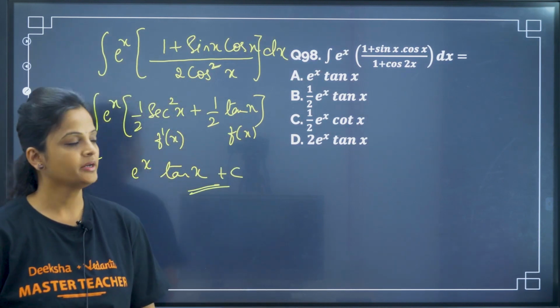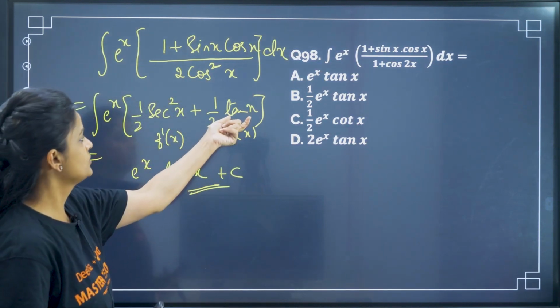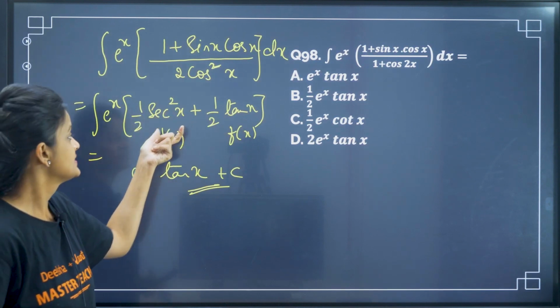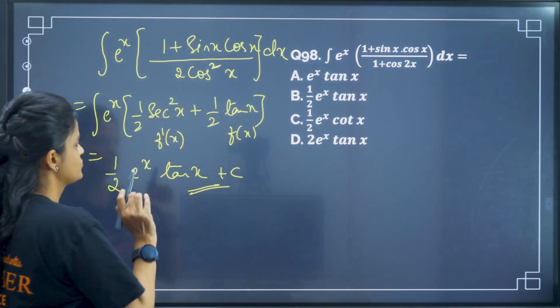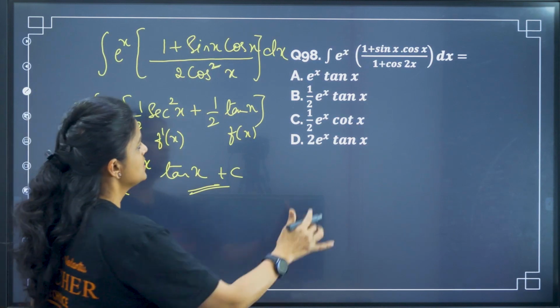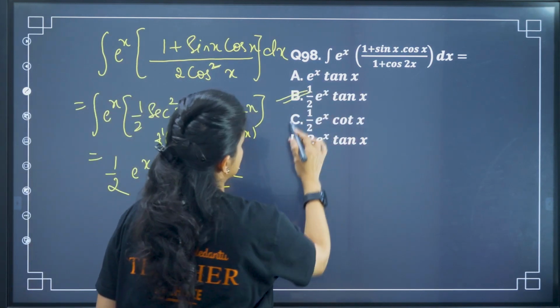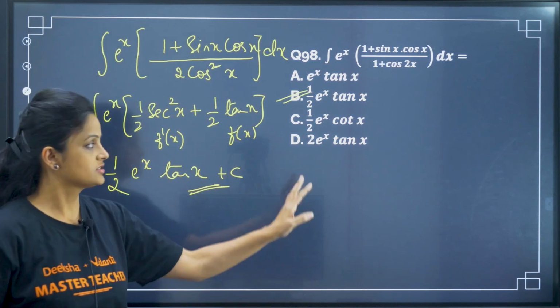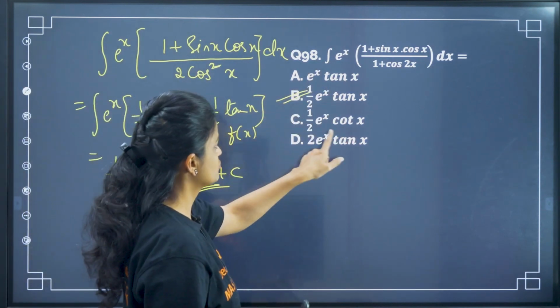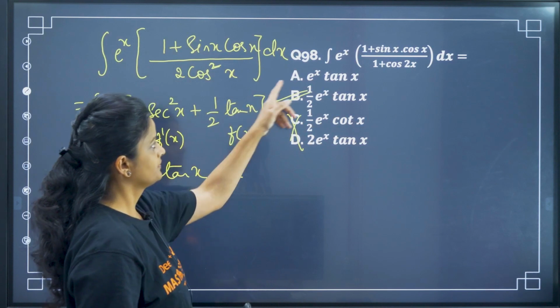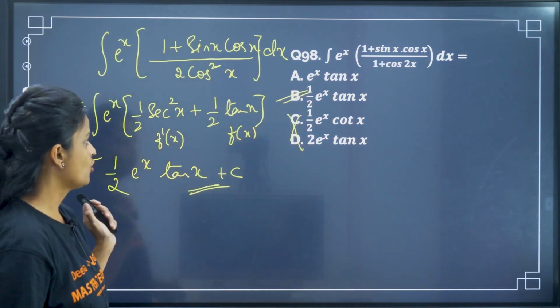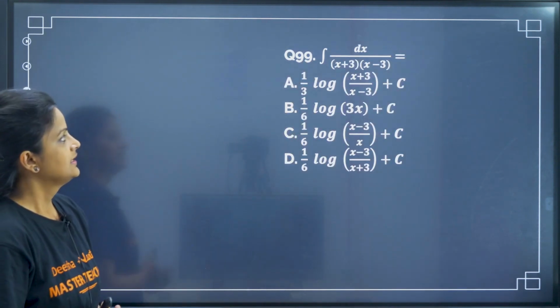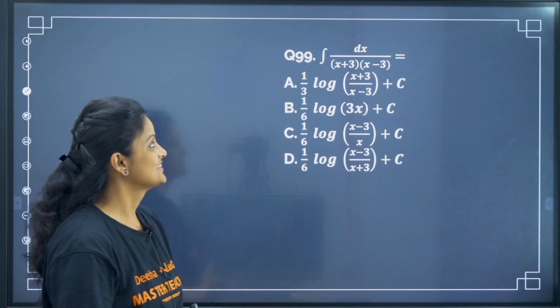So tan x, if you differentiate, you are going to get secant square, and 1 by 2 will be outside as a constant. So where is our 1 by 2? Option B. 1 by 2 e power x tan x is the answer for this. We have e power x tan x here also; this you rule out. Okay, so we have option B. Let's see the next question.